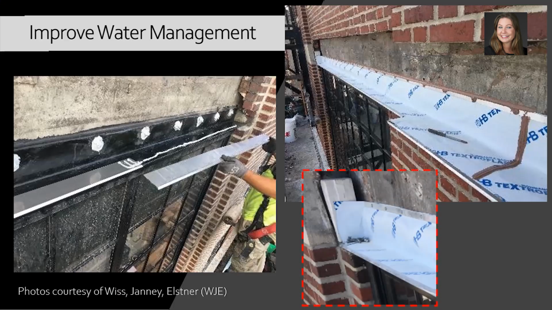When you're opening up parts of a building that are susceptible to damage, window lintels, shelf angles, bottom flanges of beams, let's improve the water management, integrate new flashing systems, make sure to get those end dams in there, drip edges, all of the components that are important for flashings to improve that water management.